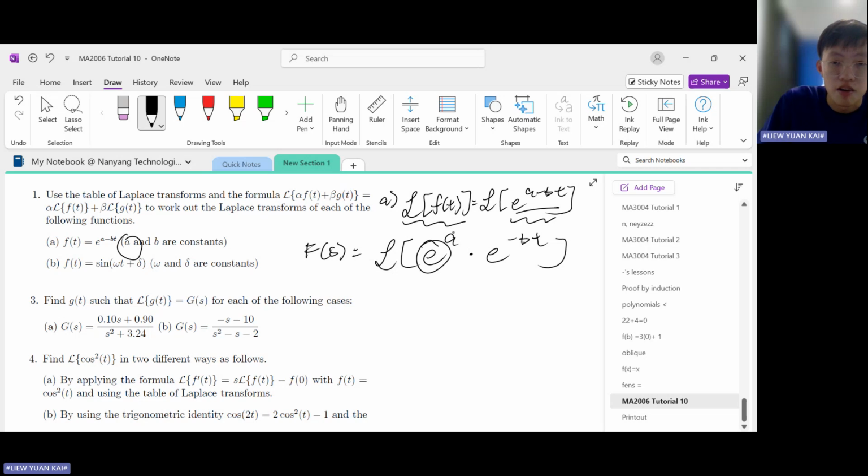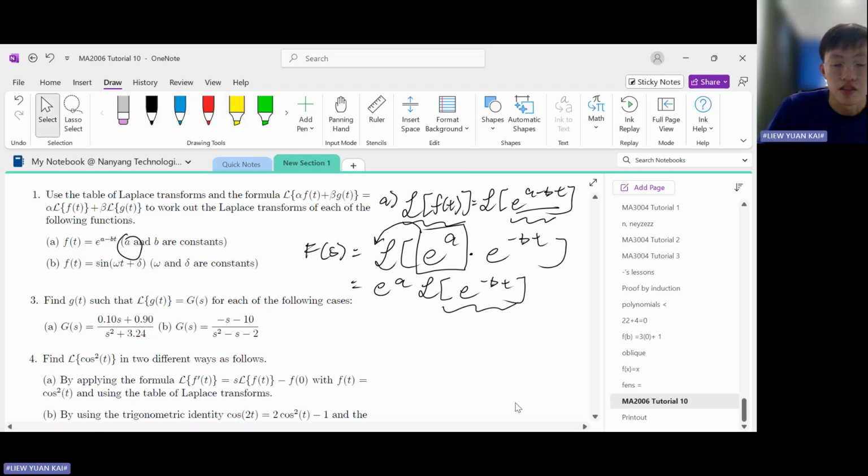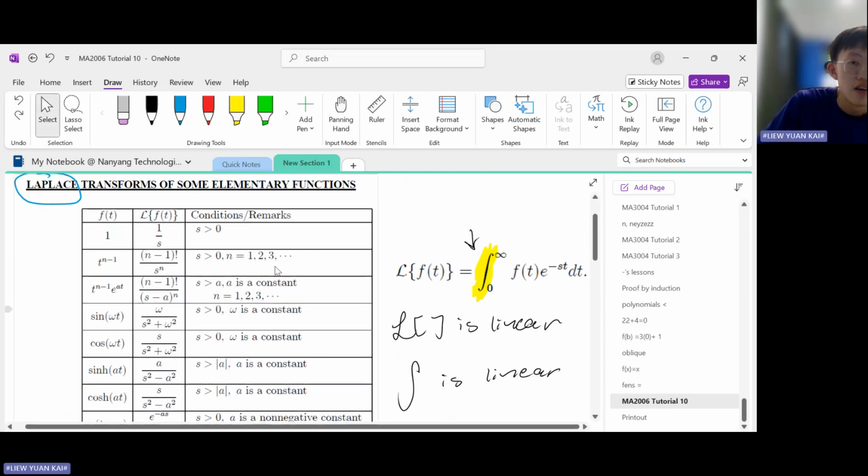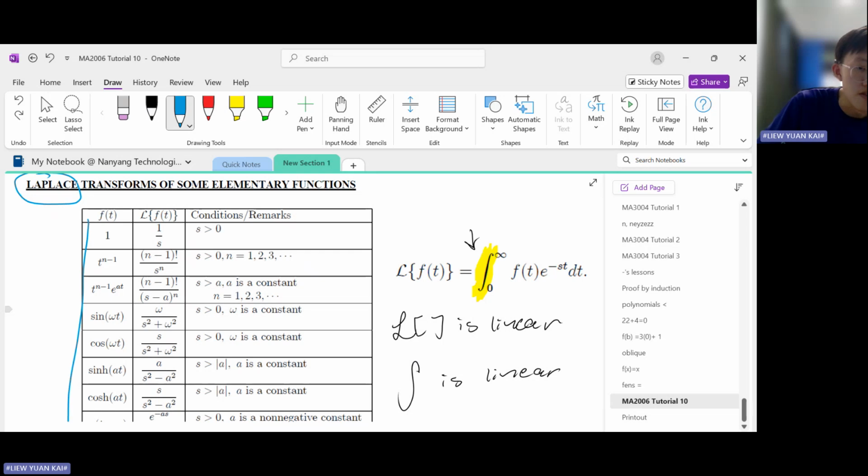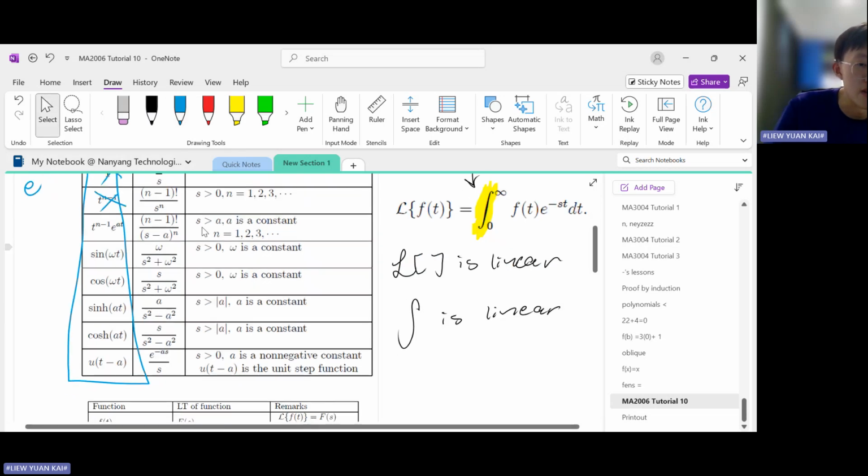Since a is a constant, and also e is a constant, a constant to the power of a constant is also a constant. So we know that this term here is entirely a constant. If it is a constant, we can pull it outside of the Laplace transform. Then what we're left with is this. So how do we do this? We use the Laplace transform table. We need to find a function which looks like e to the minus bt. So in the first column, which of these looks closest to e to the minus bt? It cannot be the first one, cannot be the second one. Looks like the best choice we have is this one.